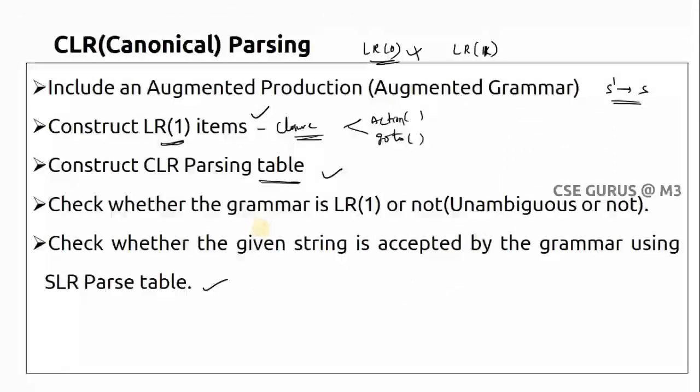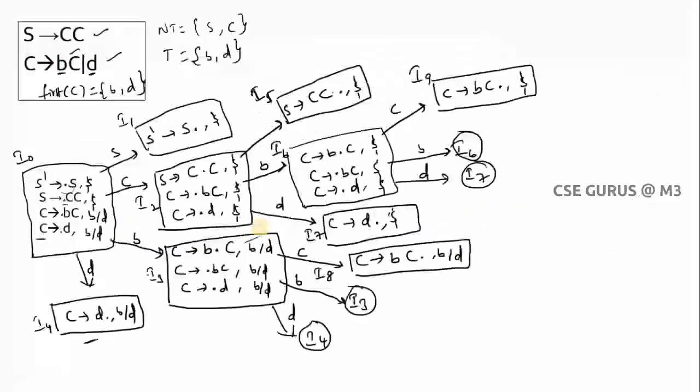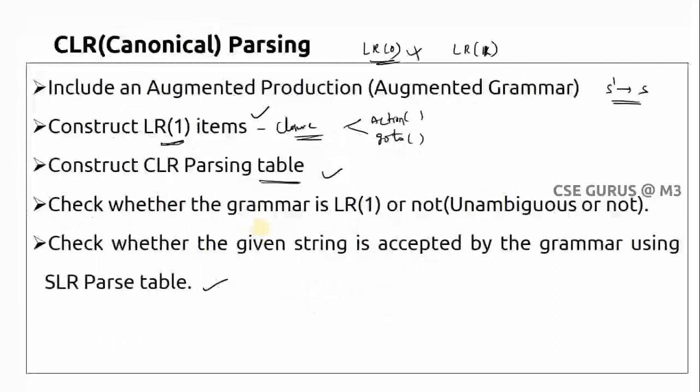I have done the augmented grammar and then the construction of LR(1) items. I completed this and explained the whole process, and if you want, you can watch my previous video lecture. Now, after completing the construction of LR(1) items, what you need to do is construct the CLR parsing table. That is what we'll see now.